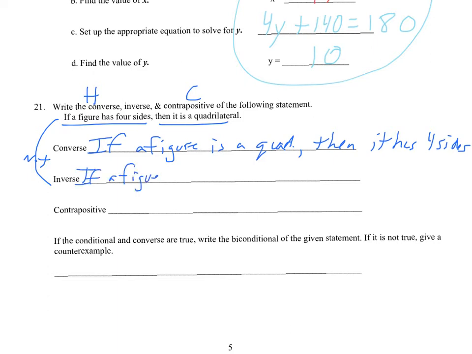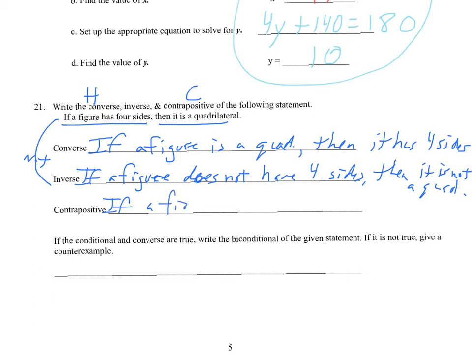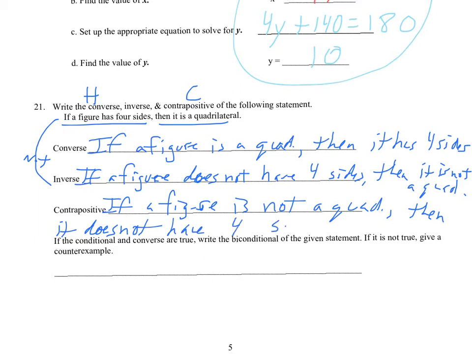If a figure does not have 4 sides, then it is not a quadrilateral. You can read that. And the contrapositive is where we flip it and we add the word not to it. So we're going to say if a figure is not a quadrilateral, then it does not have 4 sides.